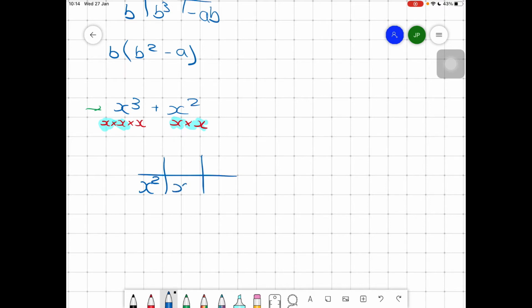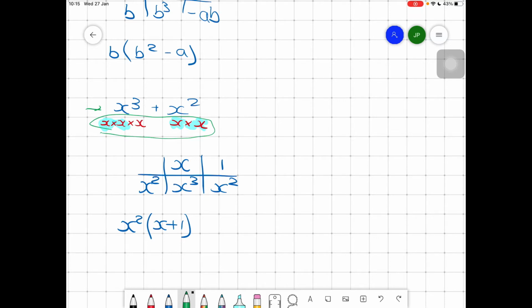Put my other parts in again, so I can have an x cubed and an x squared, and I do my division. X cubed divided by x squared is x, and x squared divided by x squared is 1, so I end up with x squared lots of x plus 1. Okay, so as long as we write this line out, we can see much clearer what the highest power we're doing is.